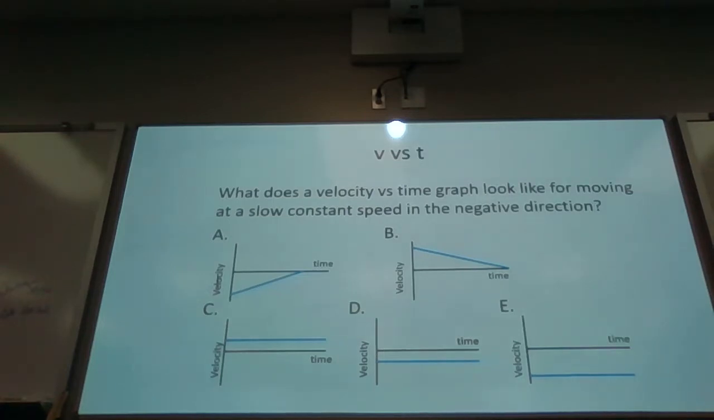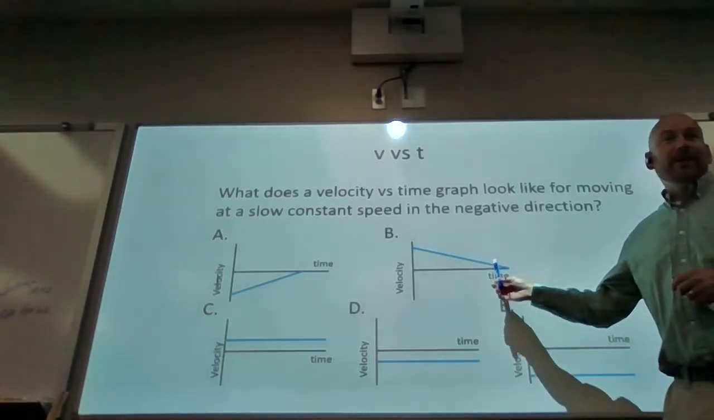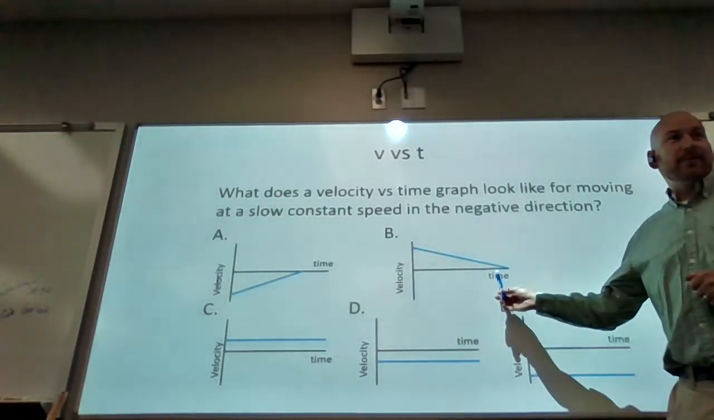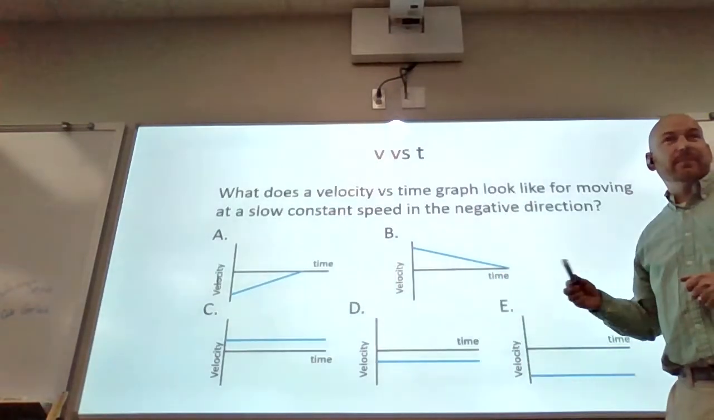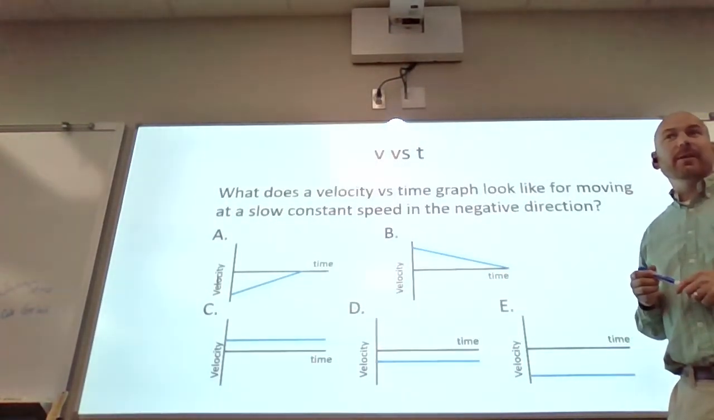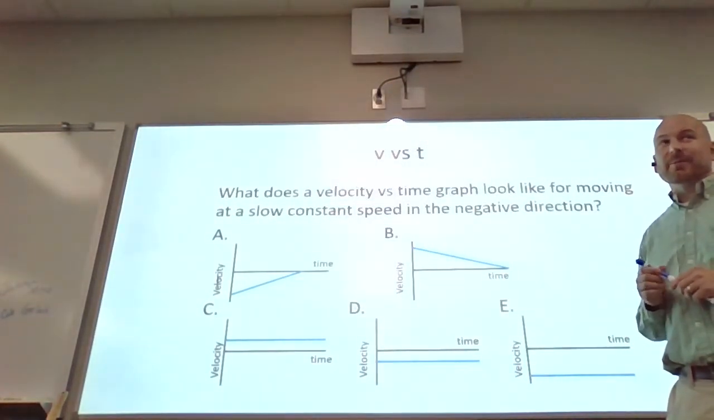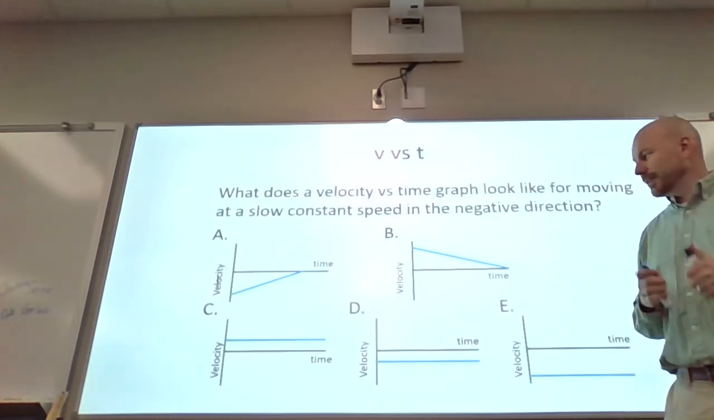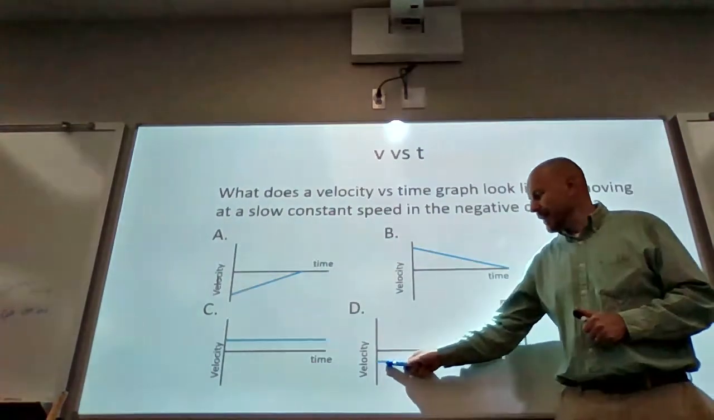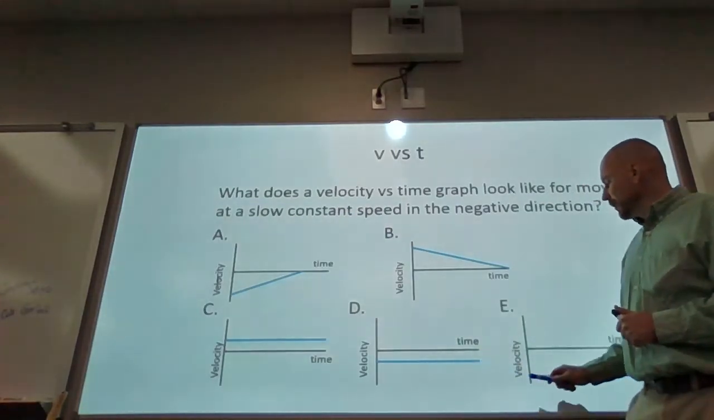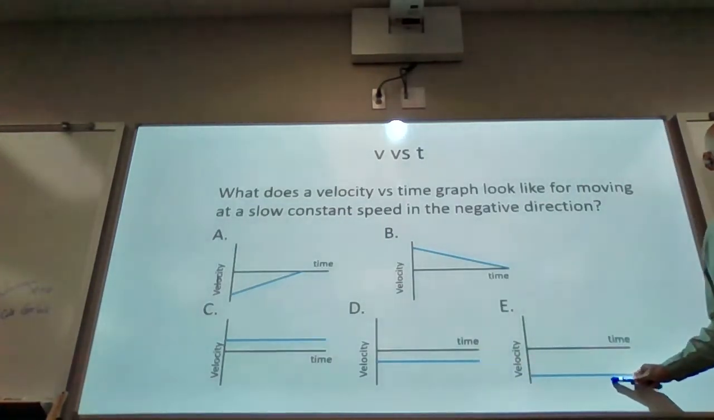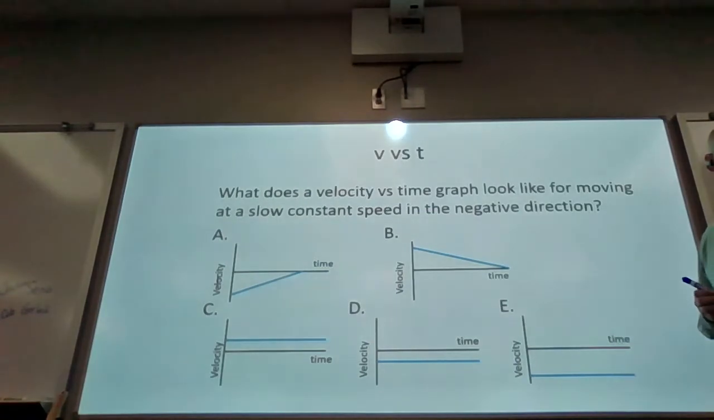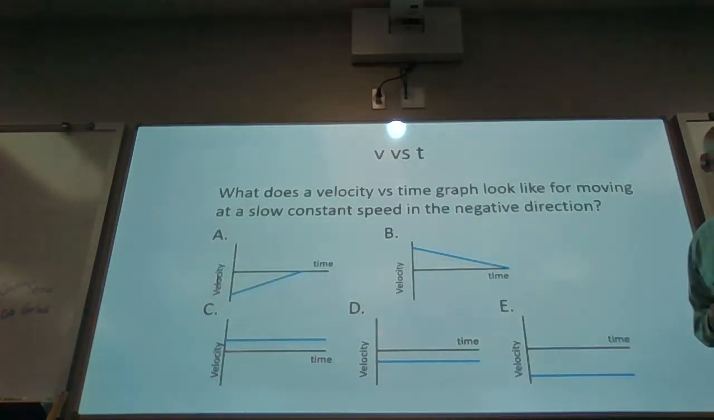Correct answer is D, as in delicious donuts. Okay. B would be correct if it was a position versus time graph. Okay, but it's a velocity versus time graph. Here you have a constant but slow speed relative to this. This is faster. Okay.